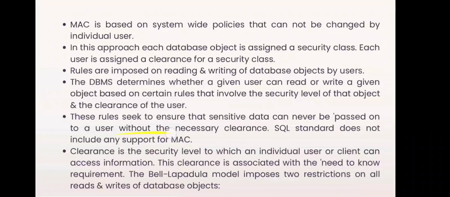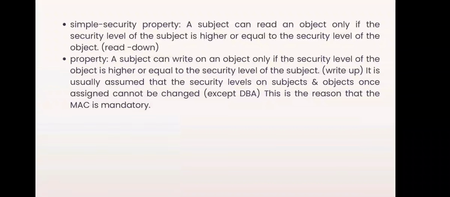So there are different types of read and write on a database object, that is the simple security property. A subject can read an object only if the security level of the subject is higher than or equal to the security level of the object: read down. So yes, simple reads, simple security property, and the property has different types of operations.